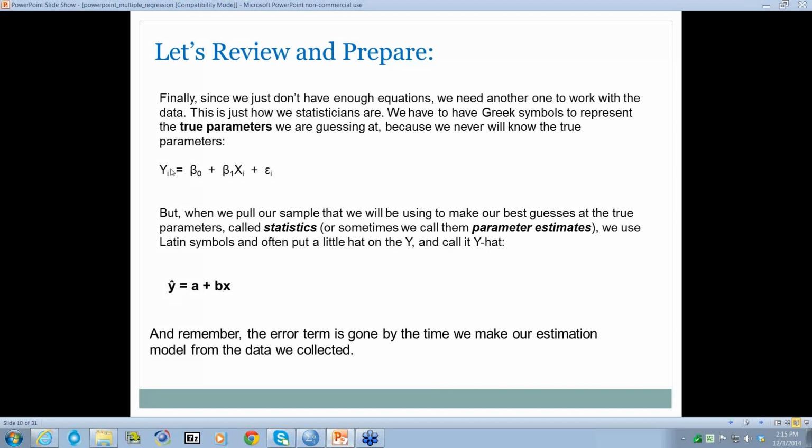Up here we still have our Y's and our X's because actually these would be data. But here we have actual letters. So we kind of use this whenever we're making our predictive equations. So remember, the error term's gone by the time we make our estimation model from the data that we collect, because that line is going to be fit right in the center and it's going to make everything zero out.